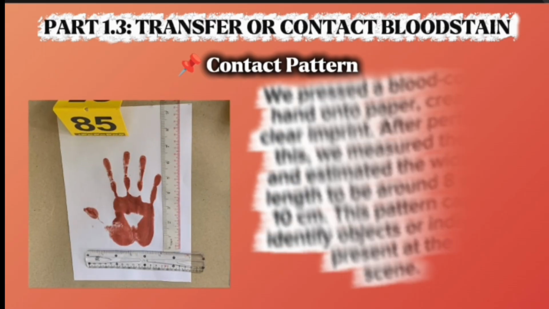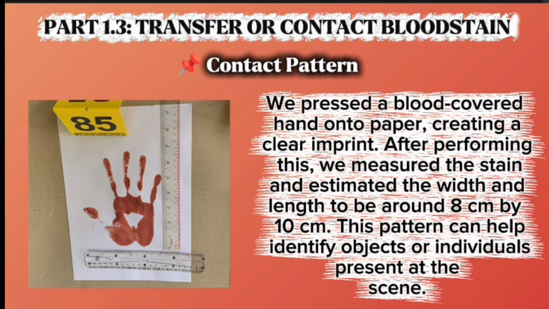Contact pattern. We press a blood-covered hand onto paper, creating a clear imprint. After performing this, we measured the stain and estimated the width and length to be around 8 cm by 10 cm. This pattern can help identify objects or individuals present at the scene.